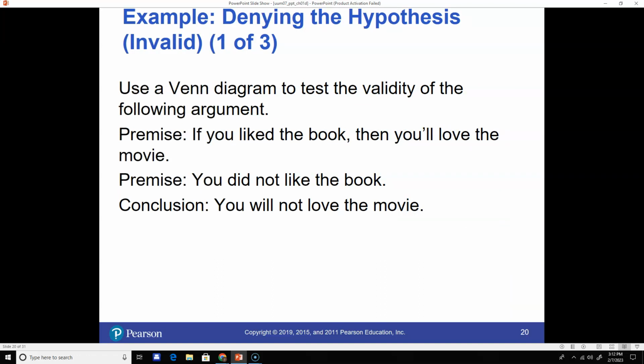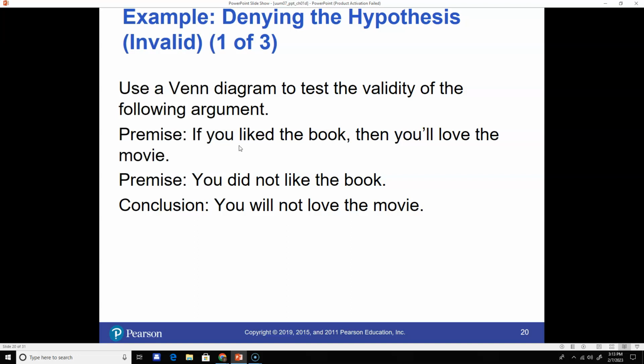Okay, so another one. We've got probably two more examples to do. If you like the book, then you'll love the movie. You did not like the book, therefore you will not love the movie. Again, you can see why this might not be true. So for example, I think this makes sense. There's plenty of movies that people like that were based on books where they didn't read the book, so you don't know whether they liked the book or not. Anyhow, let's look at the diagram.